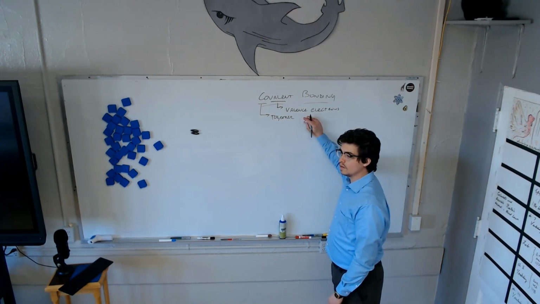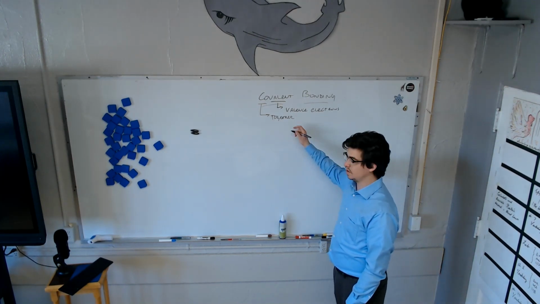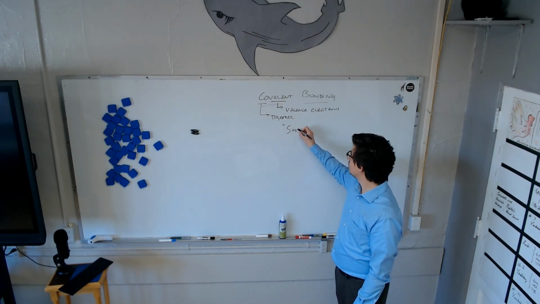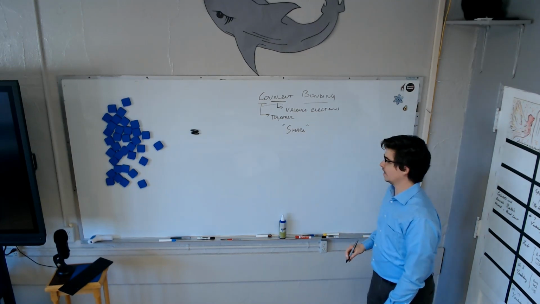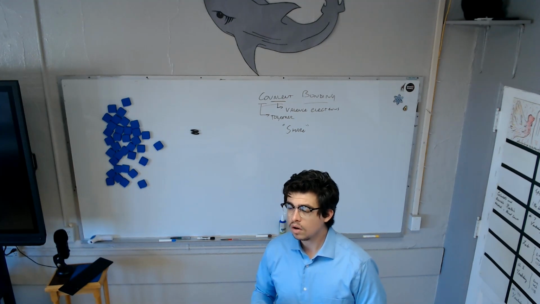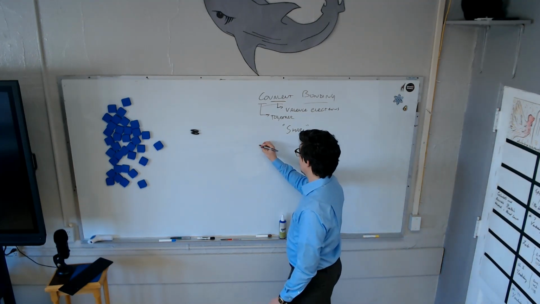In covalent bonding, what's the verb we usually use for this? It's a nice little cute word. What do they do with their valence electrons? Share. They share electrons. So, all of this is still governed by the electromagnetic force.